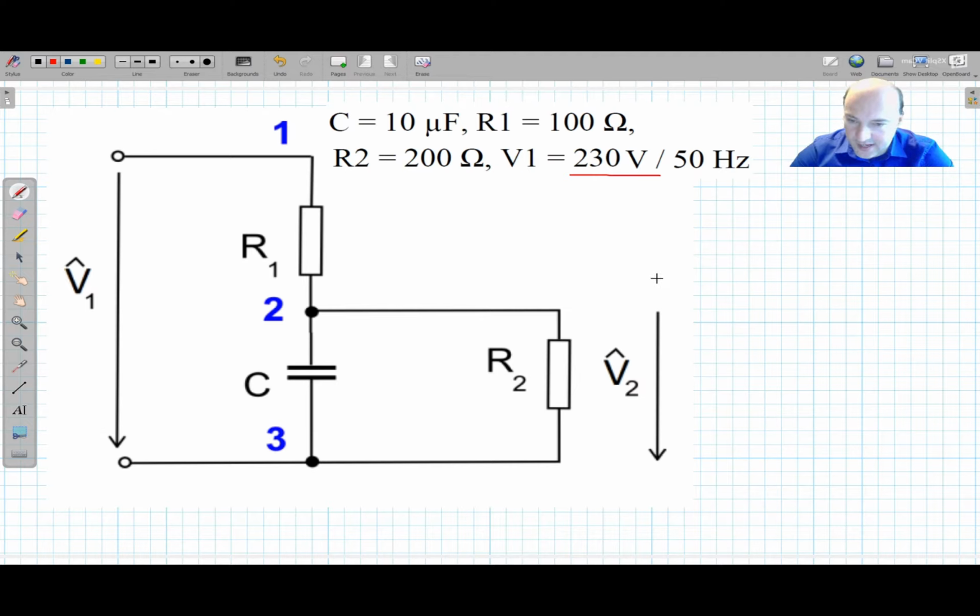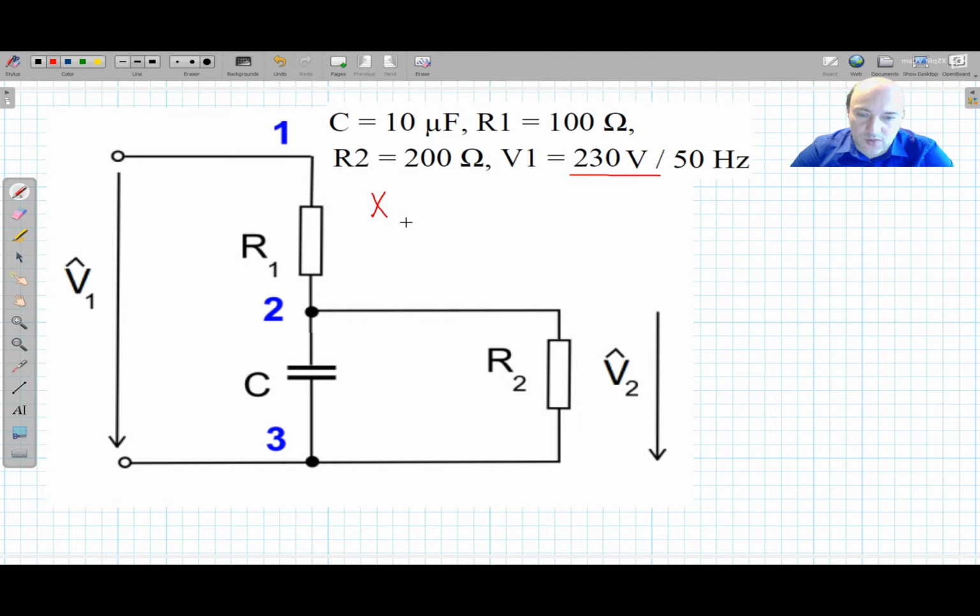The first thing is that we will analyze the circuit and find out how many equations we need to write. In our circuit we have three nodes. I have numbered them 1, 2 and 3. We have learned two methods, the node method and the mesh method. So for the node method, how many nodes do we have? We have three nodes, so how many equations do we need to write?